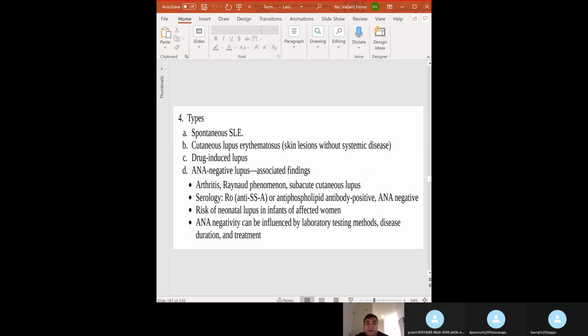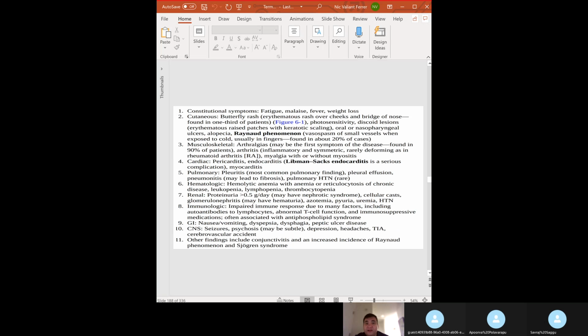The types, you can read that. I just wanted to note the clinical findings associated with neonatal lupus in the neonate, the newborn. You can see skin lesions, cardiac abnormalities, and valvular and septal defects. There are a lot of features. I wanted to focus on Raynaud's phenomenon and Libman-Sacks endocarditis, which is a complication of SLE. You can also have renal nephritis in SLE. You can read all of that.